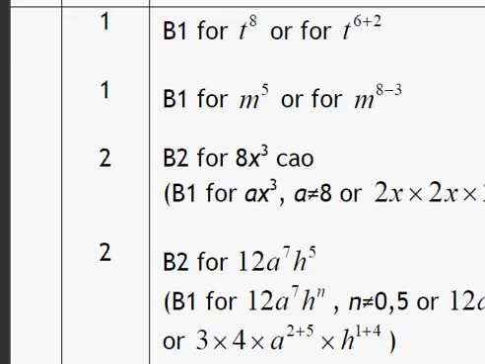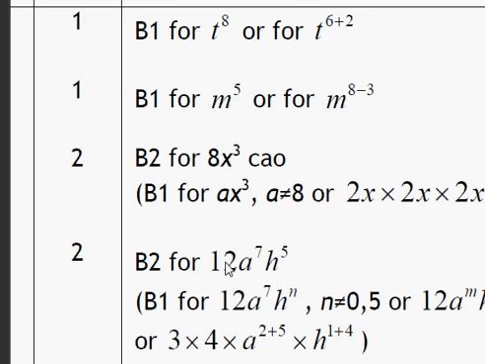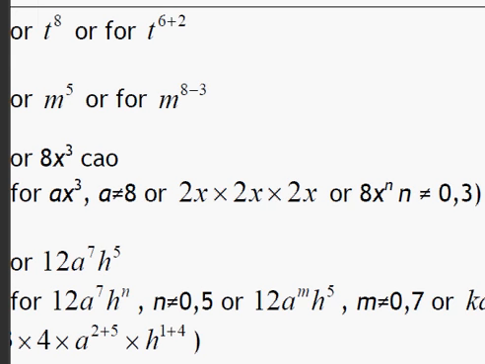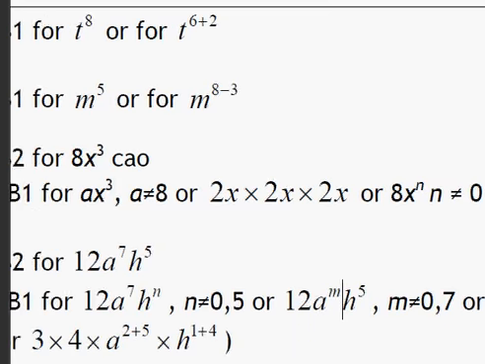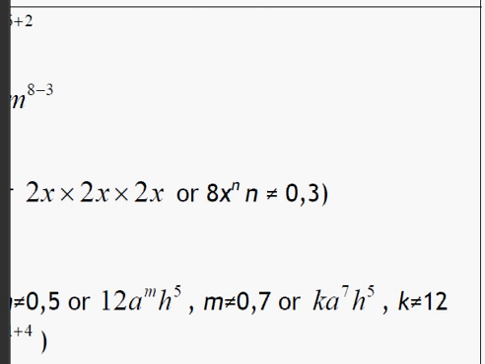Give yourself 1 mark if you got the 12a to the power of 7h part right, but you wrote down h to the power of some other number, not 5, something like 4 or 3 or 6. Or if you wrote down 12a to the power of some number, h to the power of 5. So if you got the a index incorrect, instead of writing down a to the power of 7, you wrote down a to the power of 6 or 8 or 9 or whatever, then give yourself 1 mark.